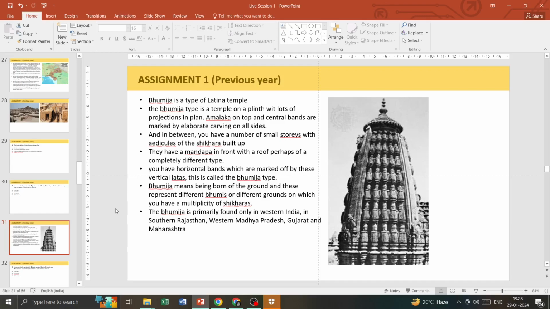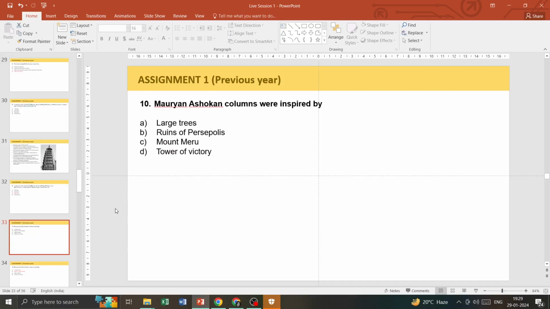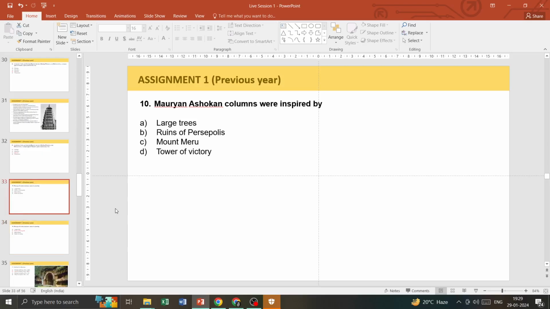And it's prevalent in the western part of India, and so the answer is Bhumija. Then question number 10, Mauryan Ashokan columns were inspired by. For some reason the slide is missing in this, I'll add it again.